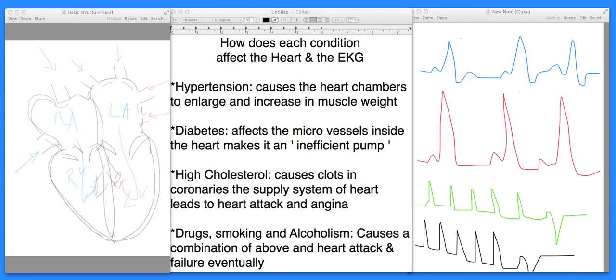High cholesterol, similarly, will also cause angina or chest pain or heart attack. And that results from the clots that develop in the coronaries, or the arteries that are supplying the heart. And so that supply system of the heart, blockage leads to a heart attack or angina. And that can be also reflected here.